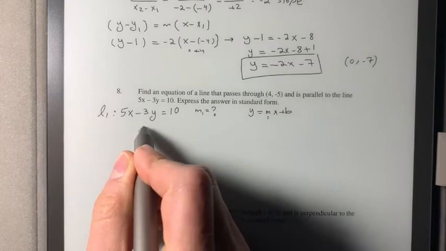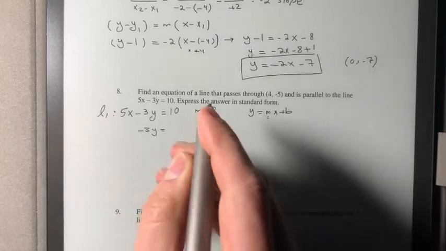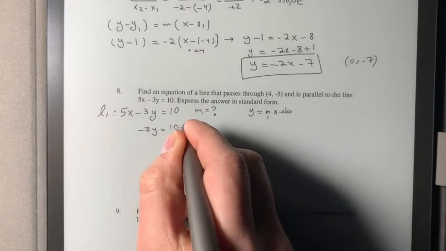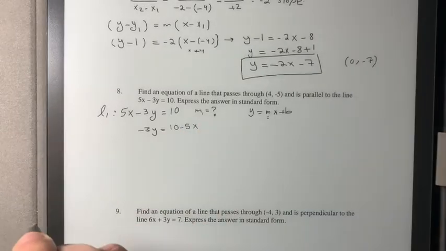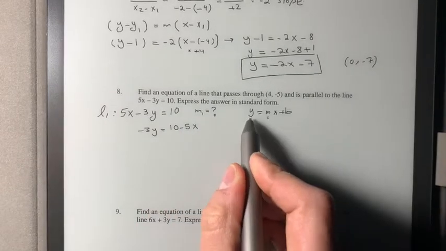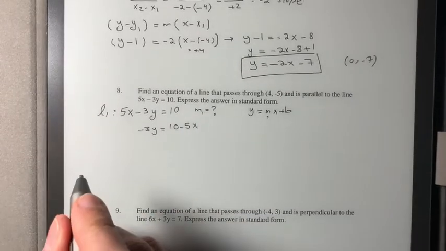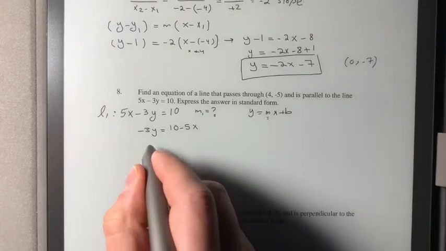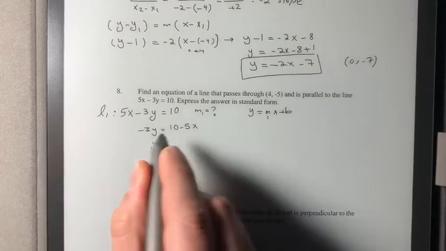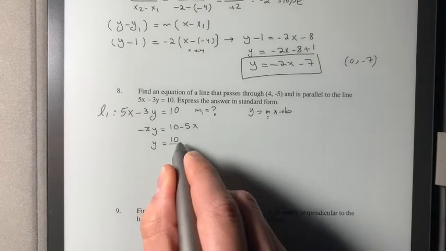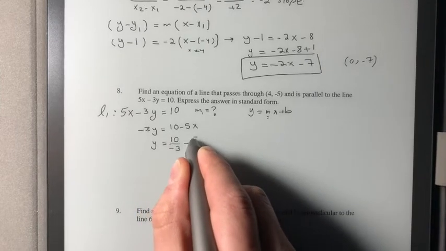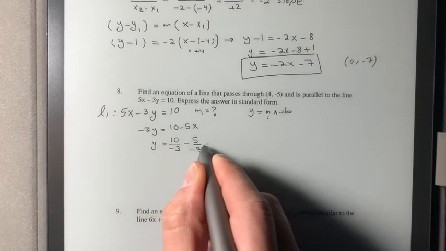Negative 3y equal to 10 minus 5x. And then look at this, we have just y without any coefficient, so I should get rid of that 3. So divide everything by negative 3. I will have 10 divided by negative 3 minus 5 divided by negative 3 x.